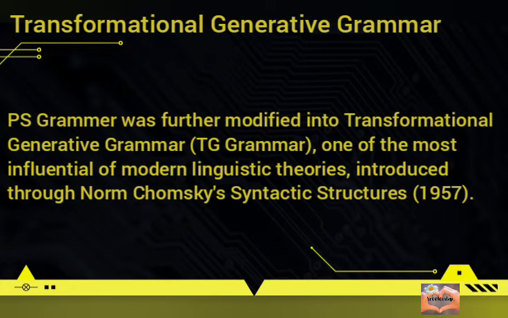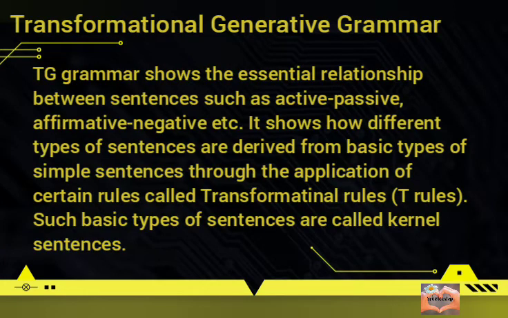PS grammar was further modified into transformational generative grammar, that is TG grammar, which is one of the most influential of modern linguistic theories, introduced through Noam Chomsky's Syntactic Structures. TG grammar shows an essential relationship between sentences such as active, passive, affirmative, negative, etc. It shows how different types of sentences are derived from basic types of simple sentences through the application of certain rules called transformational rules or T rules. Such basic types of sentences are called kernel sentences.